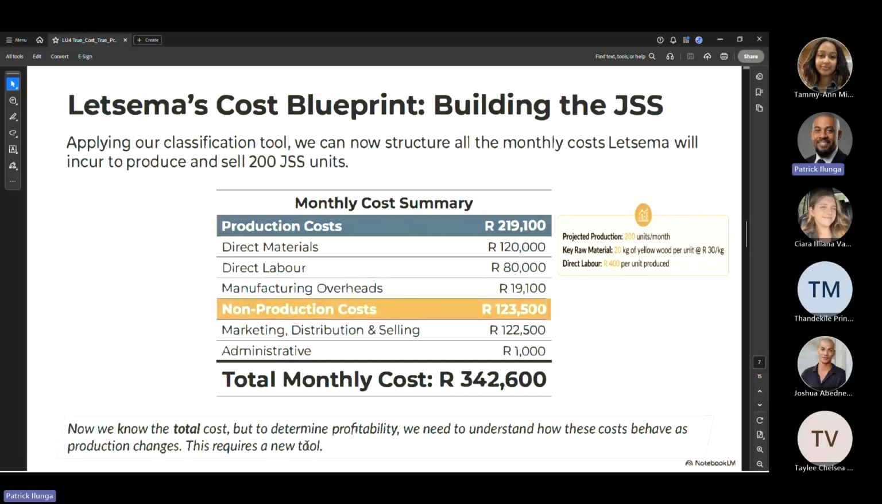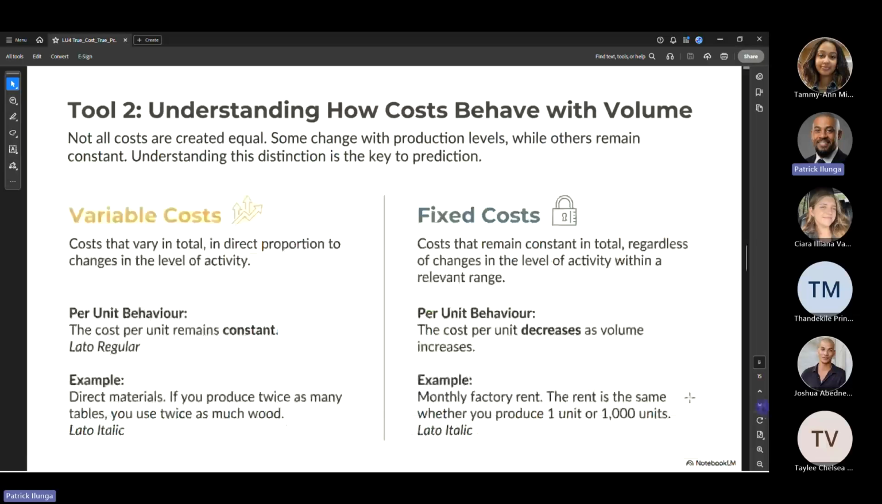So in order for us now to determine profitability, we need to understand how these costs behave as production changes. So that's where we move to this. Again, very important concepts. And I would like to see if people understand this concept. Do you understand this concept? Fixed cost, variable cost. Very easy. That's not my main point.